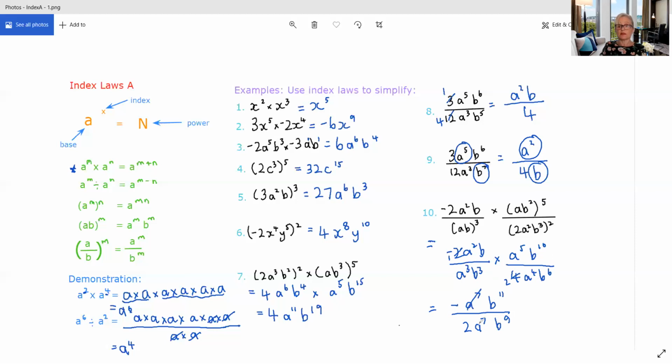Now these a to the 7ths go completely. They cancel out completely. Then we've got b to the 11 divided by b to the 9 is b squared. So negative b squared over 2 is our answer. And there you have it.